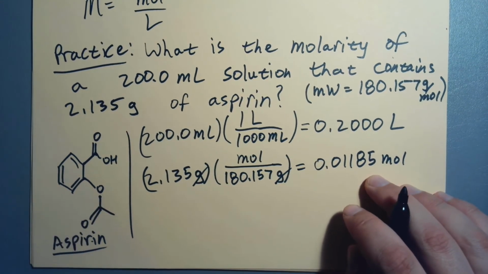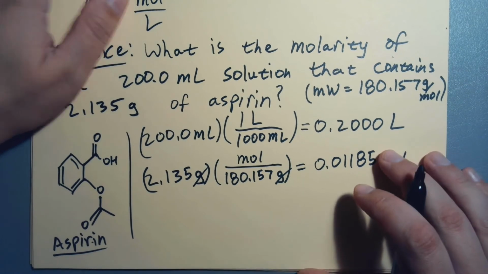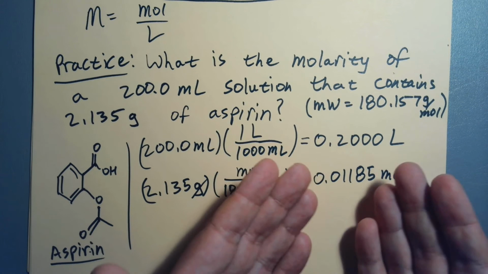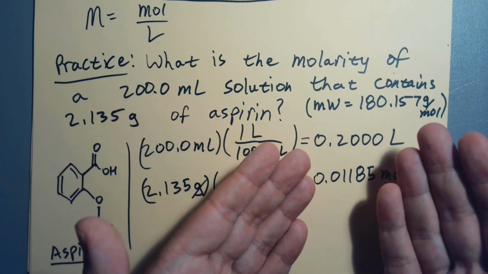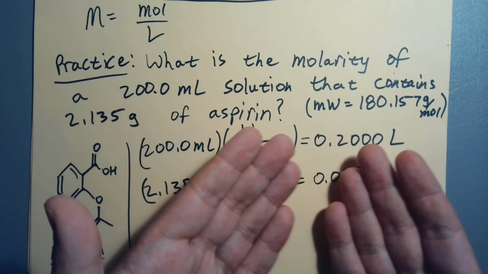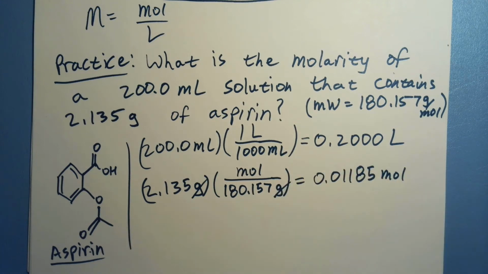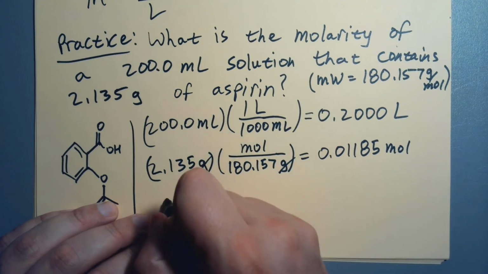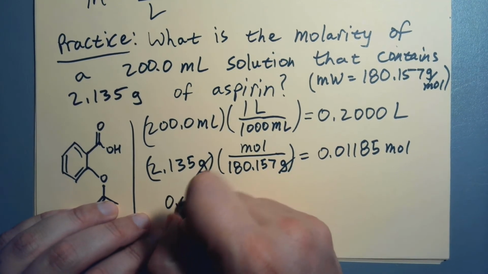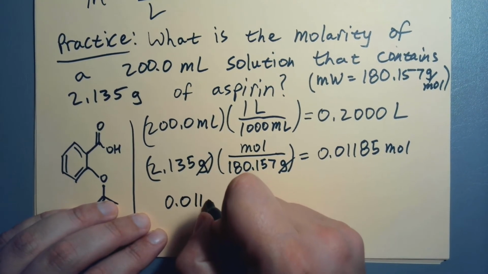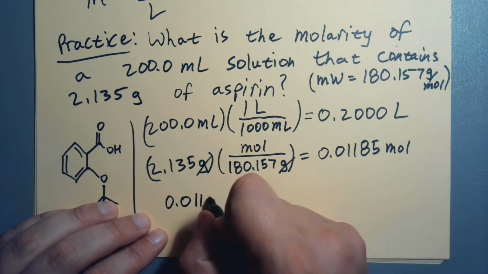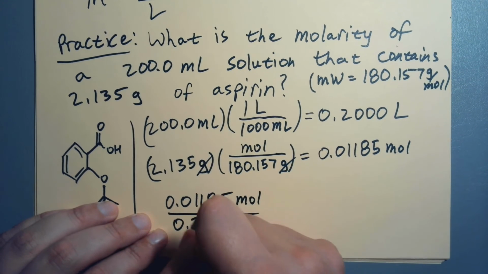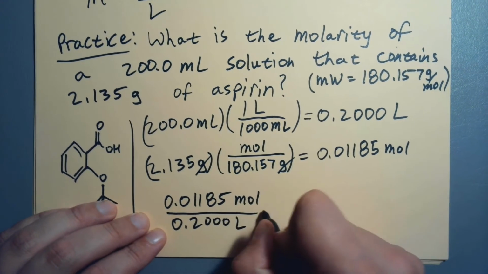Alright, so I've got moles, I've got liters. This is where students sometimes get stuck. You feel like you're done, you just did a lot of work, but you've got to use the cunning art of division. You've got to put one over the other and calculate. So, my molarity, I want moles over liters. So my final answer is going to involve dividing 0.01185 moles by 0.200 liters.